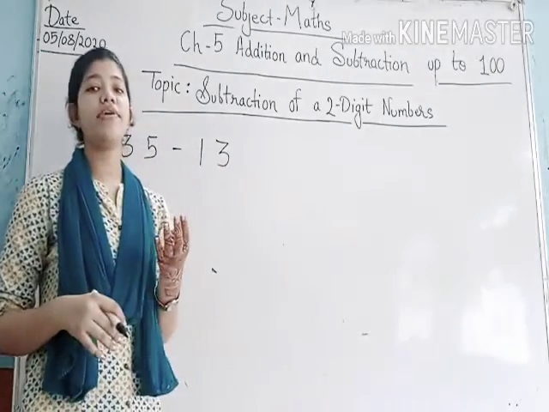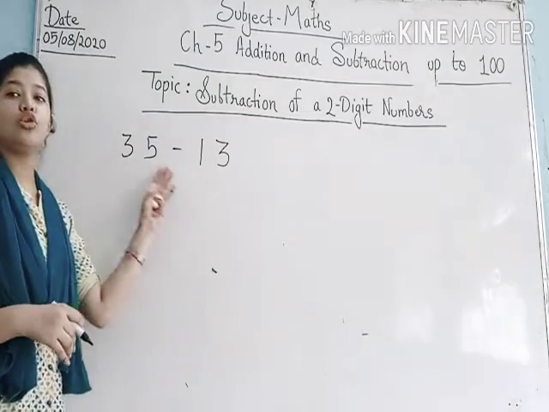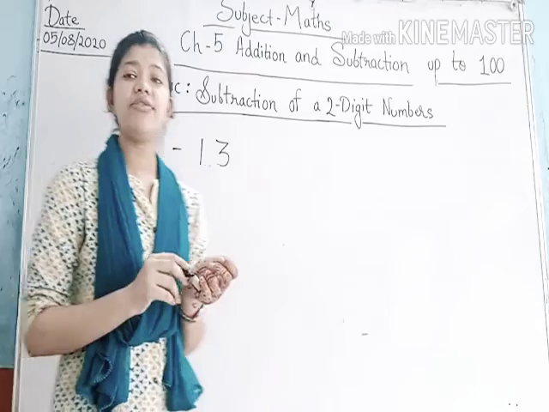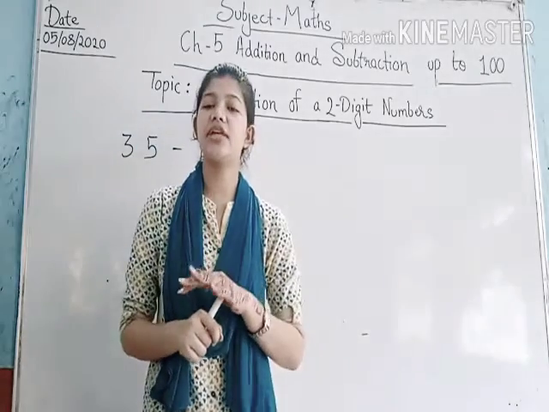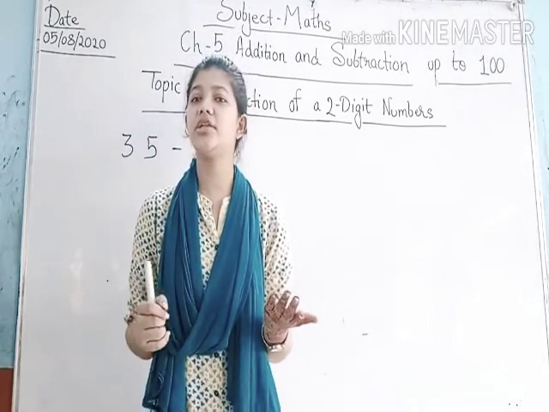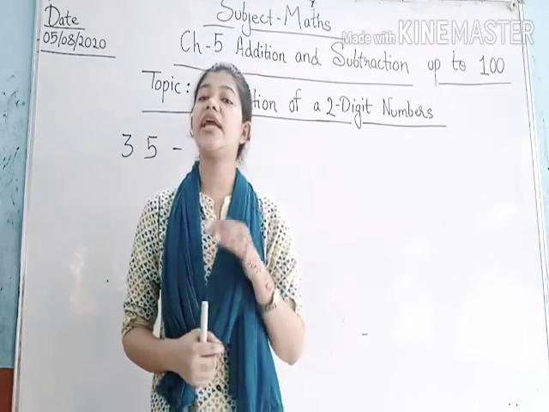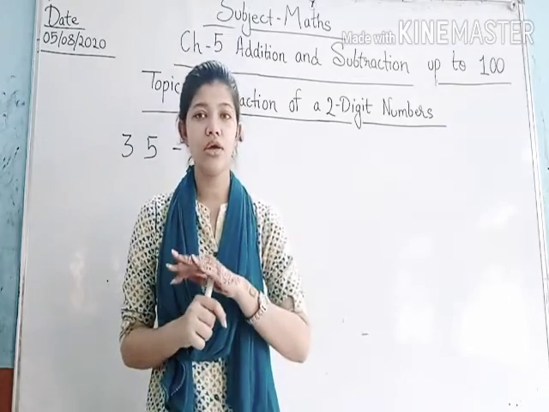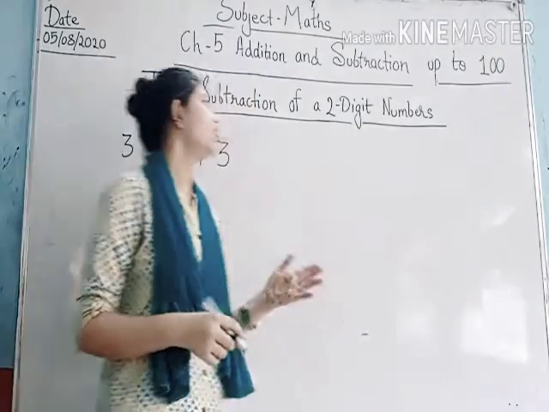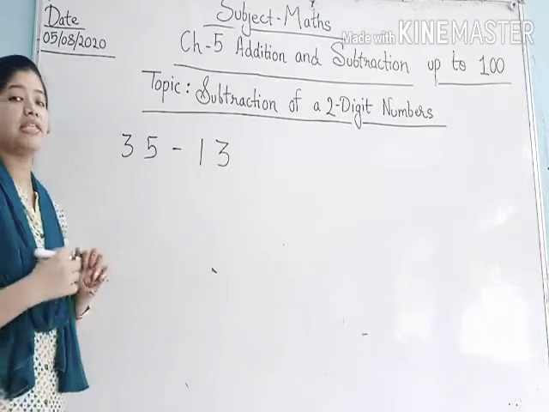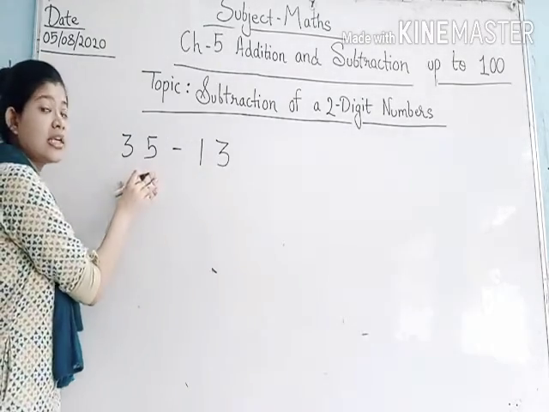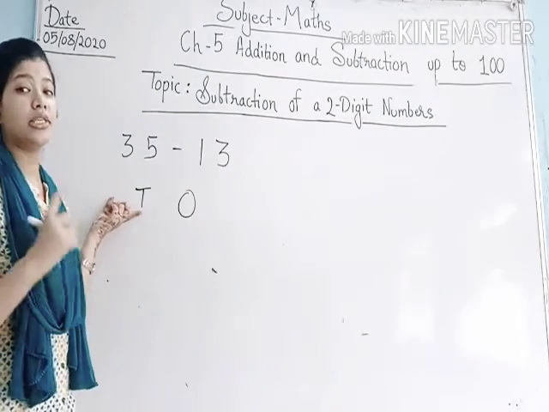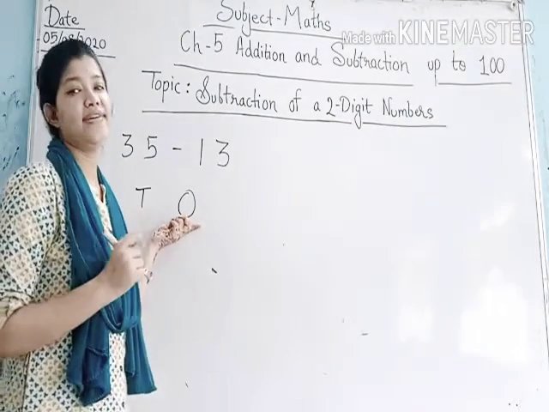Okay. So now we will learn how to subtract two-digit numbers. Clear? So now students see, whether you are doing subtraction, addition or multiplication, the first step is to arrange the numbers under the columns of ones and tens. Clear? Okay. So students, first we will arrange the numbers. There are two digits. It means we will take tens and ones, where T denotes tens and O denotes ones. Clear?